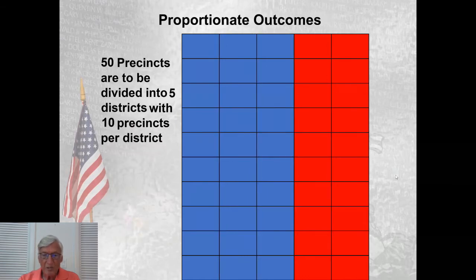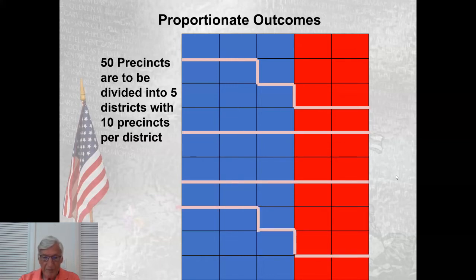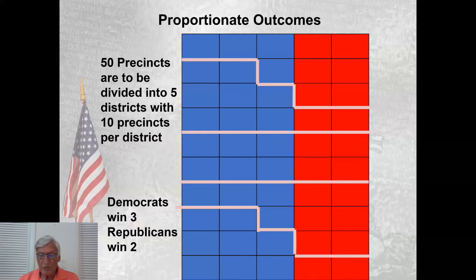So another way to do this is to take and divide these proportionately. And here you can wind up with Democrats winning 3, Republicans winning 2, but representation is more fairly distributed between the 2 parties, so that whoever is representing either one has to represent the minority as well as the majority.